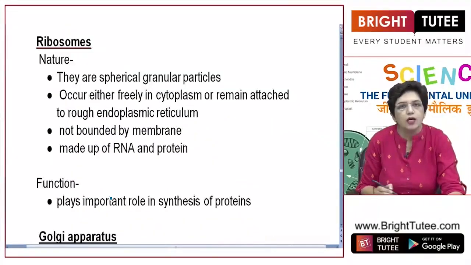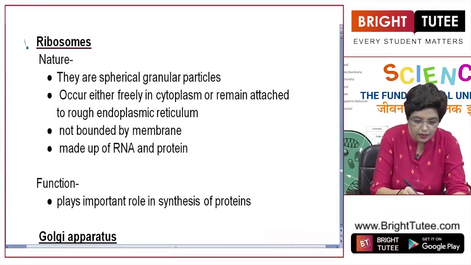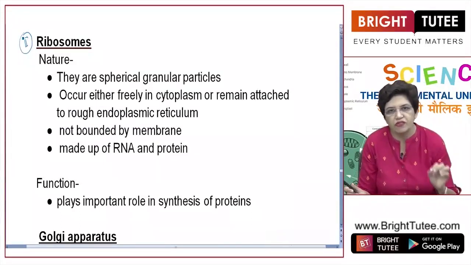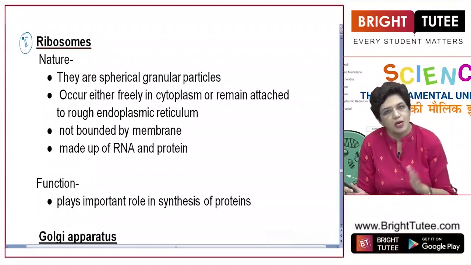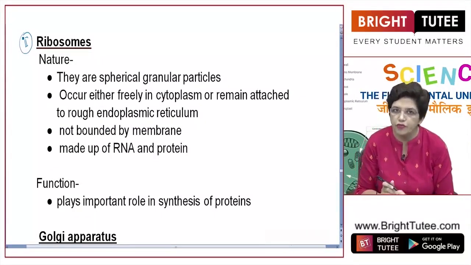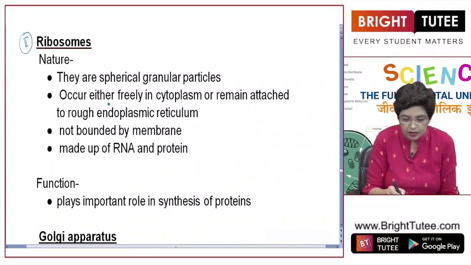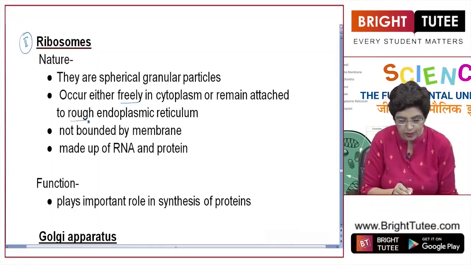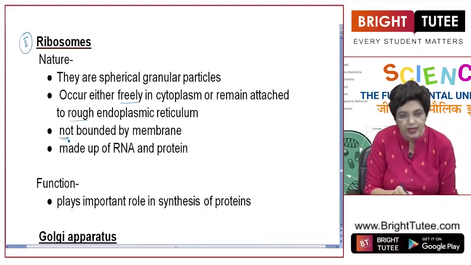The next cell organelle is the ribosomes. As you just saw, some of the ribosomes are attached to the surface of the endoplasmic reticulum, but sometimes they also occur free in the cytoplasm. They are spherical, granular particles. They occur either freely in cytoplasm or remain attached to rough endoplasmic reticulum. They are not bounded by any membrane.